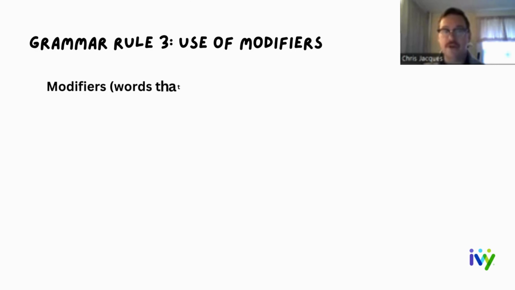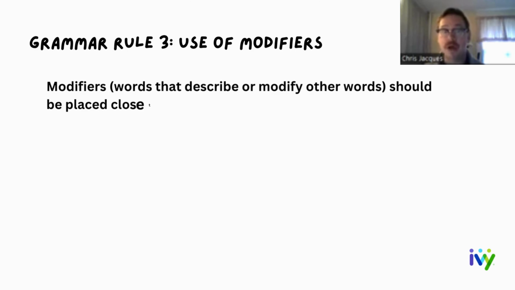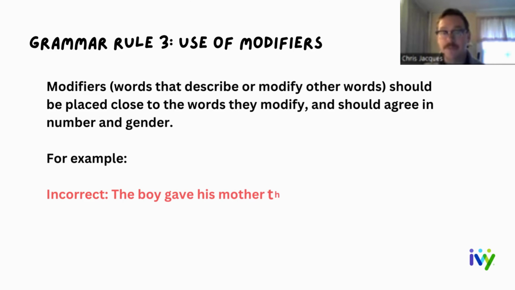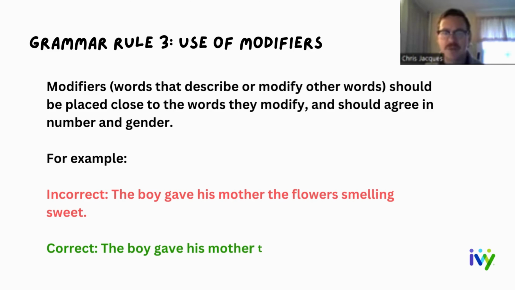Next, we have the use of modifiers. Modifiers are words that describe or modify other words and should be placed close to the words they modify and should agree in number and gender. For example, here's an incorrect version of a modifier. The boy gave his mother the flowers smelling sweet. Okay, so it sounds weird, right? That should be the first thing that tips you off that there's something wrong with it. Well, what do we want to do? We want the flowers to be sweet smelling. We don't want the boy to be smelling sweet or anything other like that that's confusing. So the correct answer is the boy gave his mother the sweet smelling flowers.